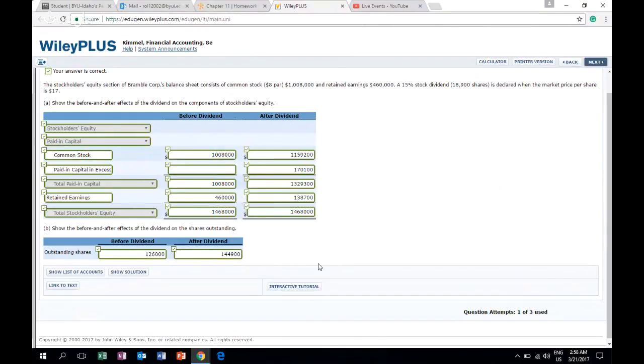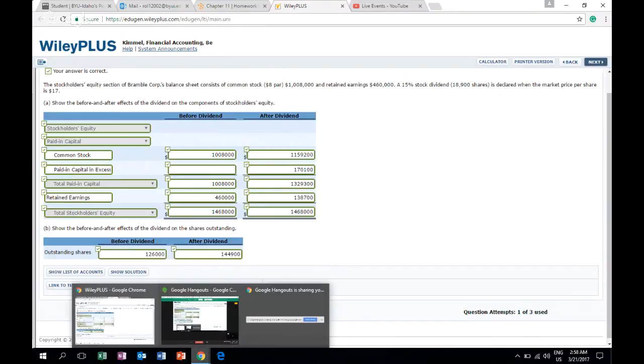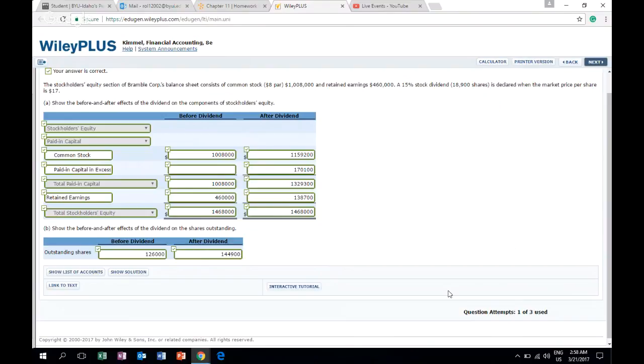This problem is talking about a stock dividend, and the problem itself isn't too bad, being one of the brief exercises, and I'm just going to hopefully help you in your own problems. Just starting out, recognizing there's a before dividend and an after dividend. So this has to do with stockholders' equity and specifically paid in capital.